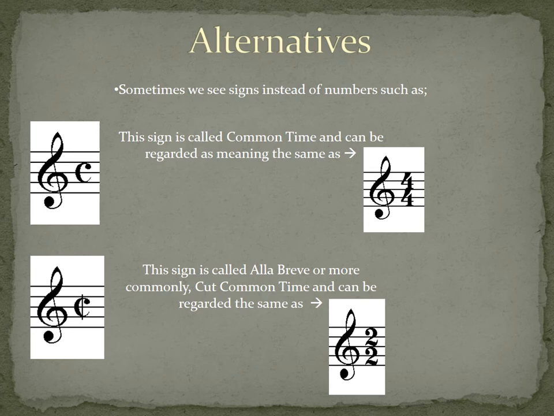The second one down, you can see it's a C with a line cutting right the way through the C vertically. This sign technically is called alla breve, or more commonly, you'd regard it as being cut common time. And you can look at it as meaning the same as 2 over 2, or 2 minims per bar, simple duple minim beats.